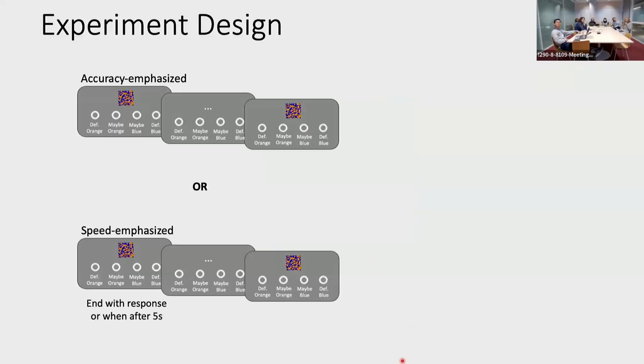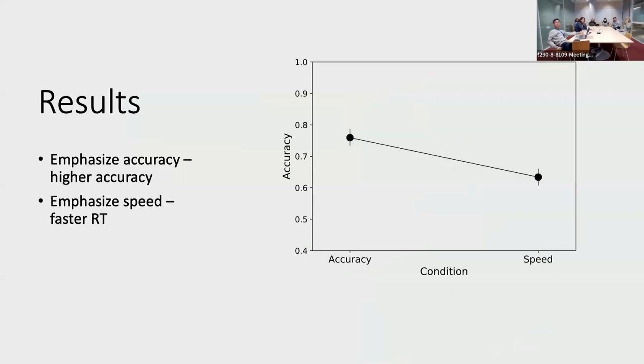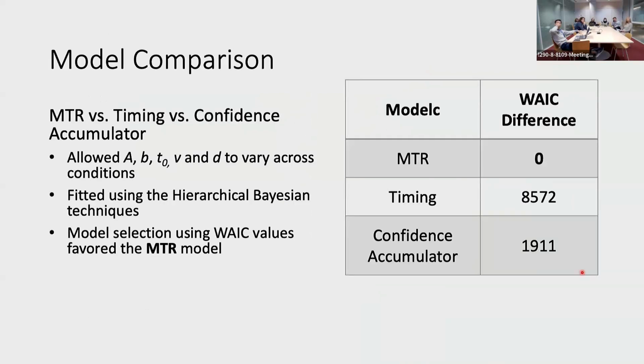For the experiment, we only used the 4-point confidence rating scale this time, and we varied the instructions and feedback that were given. The manipulation was quite successful. When we emphasize accuracy, we see higher accuracy. When we emphasize speed, we see faster RTs. And as we expected, when the timer's drift rate was not allowed to vary across conditions, the timing model performed worse. But this time, the NPR model became the winner.